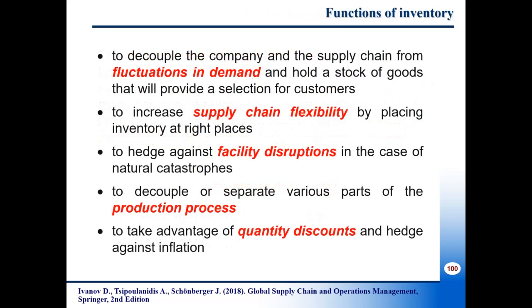There are several functions of inventory that determine where the customer order decoupling point, or CODP, must be placed to decouple a company and the supply chain from fluctuation in demand and hold a stock of goods that will provide a selection for customers. As a result, with CODP placement, a supply chain is able to increase its flexibility and resiliency by hedging against supply disruptions. Inventory is also useful as a buffer to a particular production process that is classified as a bottleneck, and therefore smooths the production flows.